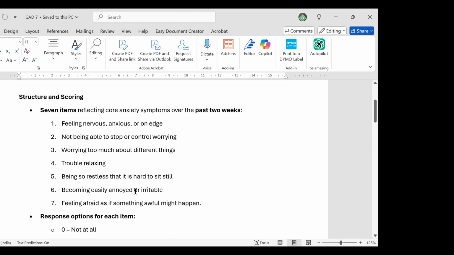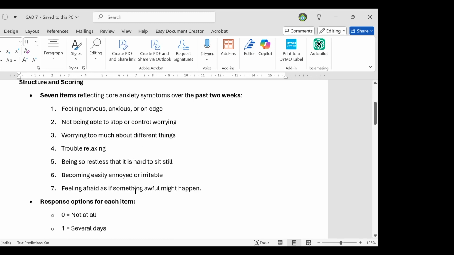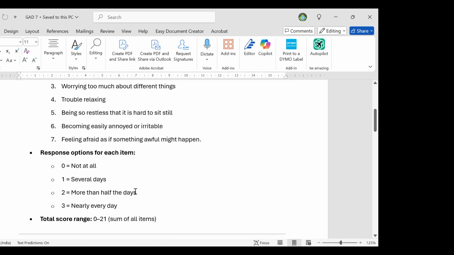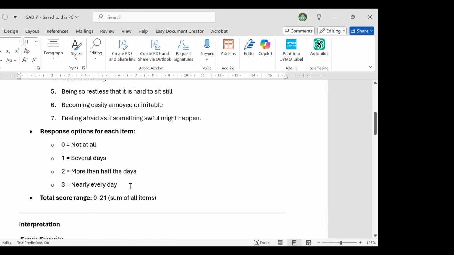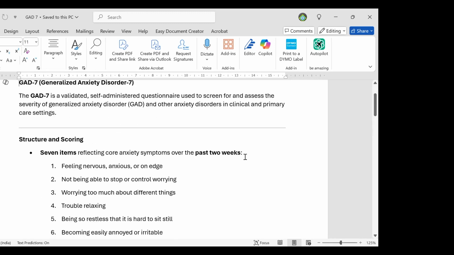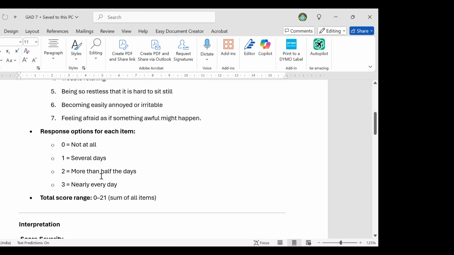Just we're trying to gauge his or her thoughts and thought patterns, whether they fit into the framework of the anxiety diagnosis. And how they respond is by these 4 scores: not at all, several days, more than half the days, nearly every day, over the last 2 weeks. Total maximum score is 21.